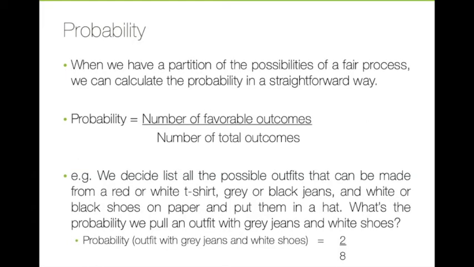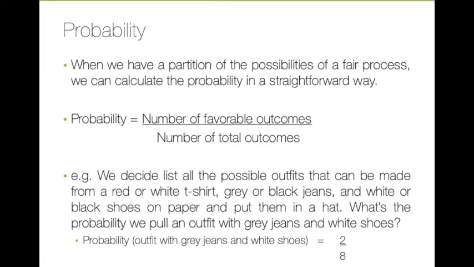When we have a partition of all of the possibilities of a fair process, we get to calculate the probability in a super straightforward way. The probability is the number of favorable outcomes, the one we're interested in, divided by the number of total outcomes. Since the partition captures all of the possible outcomes, we get the number of total outcomes from that. And since all the outcomes are equally likely, the simple ratio of the number of outcomes we're interested in to the total number gives us our probability.